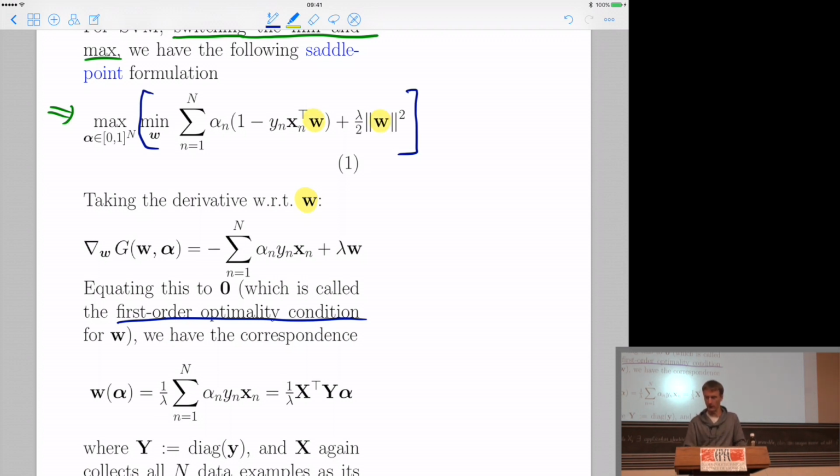Let's see where it depends on W. So the sum stuff is depending on W only when the linear prediction happens, data times W. And then there is a squared norm, but that's also very easy to take the derivative of. So here is the one from the squared norm, that's easy. What happens for one of the data terms? So the derivative of this thing is just the data itself times the alpha times the y, right?